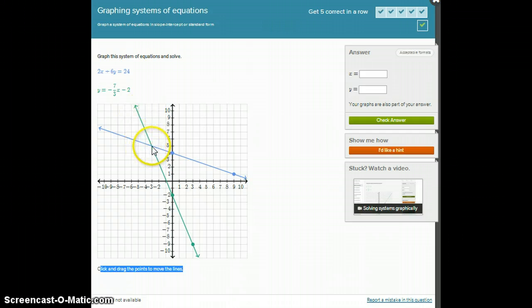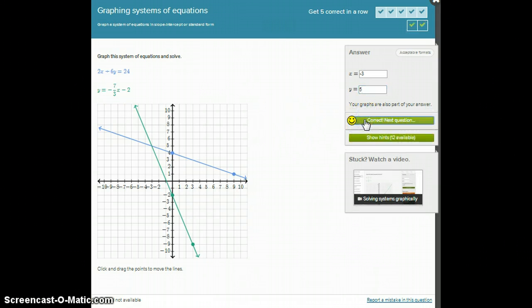Notice now the solution. The solution is the point where both lines meet, and all you need to do now is to determine these coordinates. The x coordinate of this meeting point is negative 3, and the y coordinate is positive 5. So these two lines intersect at (negative 3, 5). Your job is to write it down here. So the x coordinate of the solution will be negative 3, and y is 5. Now you check, and there you go.